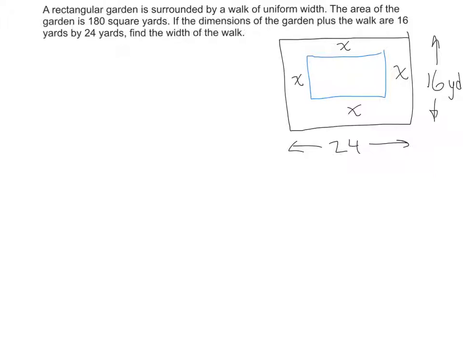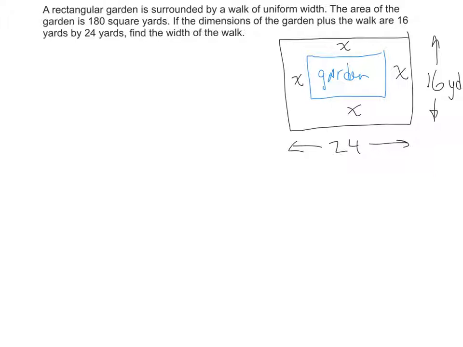What that means is we should be able to write an equation once again. I'll just label this as the garden. That's going to allow us to find the dimensions of the garden and the width of the walk, or anything else that gets asked about. What we know is that the area of the garden is 180 square yards. So if we think about this again, we can simply do the length times the width of the garden if we can write an expression for that.